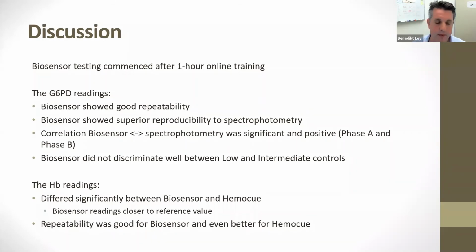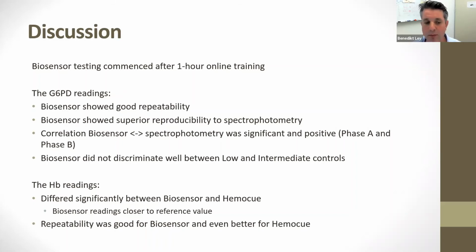Measured G6PD activities by biosensor and spectrophotometry correlated well and were higher in phase A, probably due to spectrophotometry readings in phase B showing a much greater variation compared to phase A. Now, spectrophotometry could reliably discriminate between the 3 control types, high, intermediate, and low. The biosensor results less clearly distinguish between low and intermediate samples.